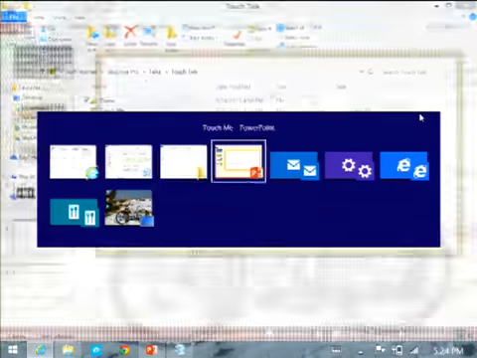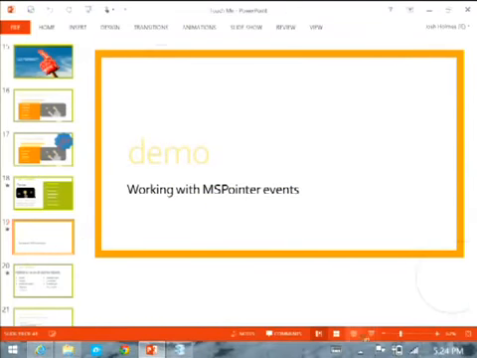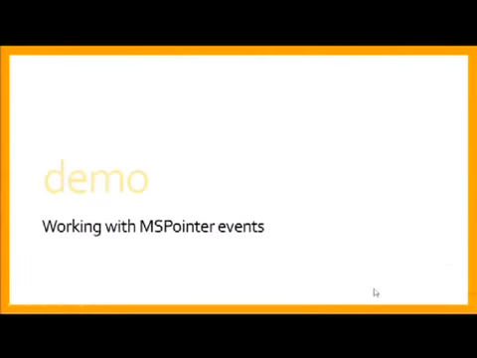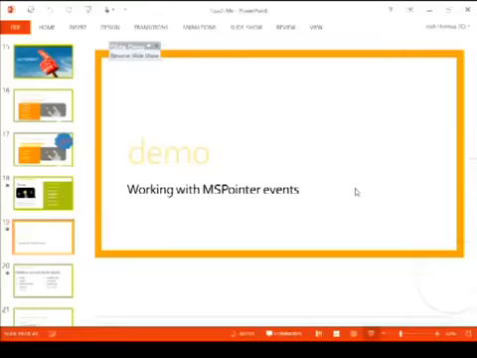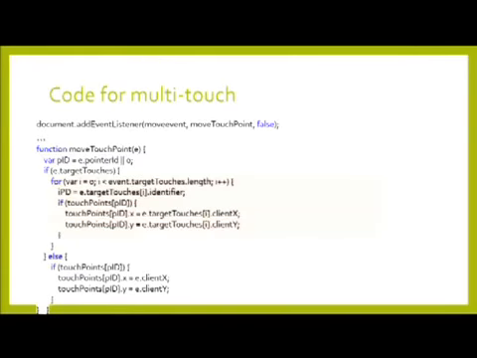So where are we at here? Back over to here. All right, so the event model gives us, as you saw in the demo a minute ago, width, height, pressure, tilt, rotation, pointer type, and pointer ID. The pointer ID is, you're getting events. So, hang on, let me.